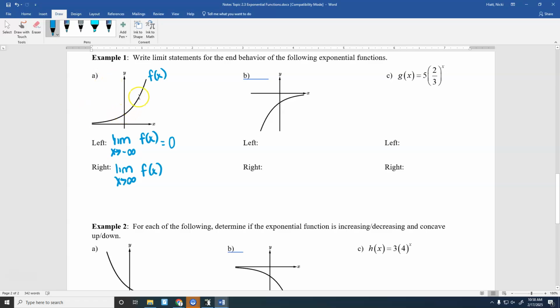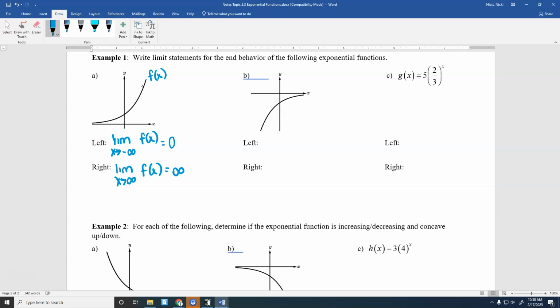So Alejandro, on the right, what's this one doing? What is happening to our y values as we go out to the right side? Positive infinity. Very good. Right, because it goes up on that end. Any limit, you're looking at what the y values do.